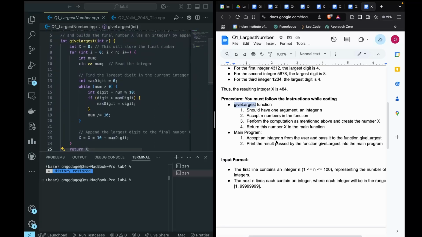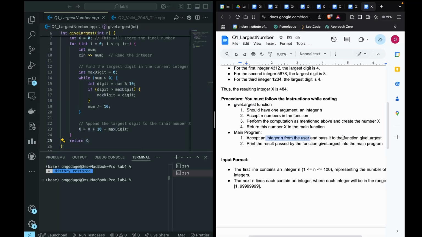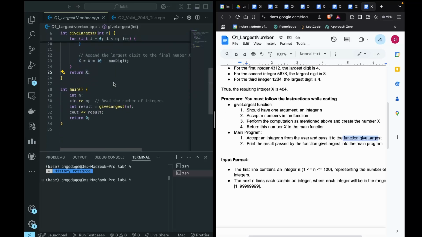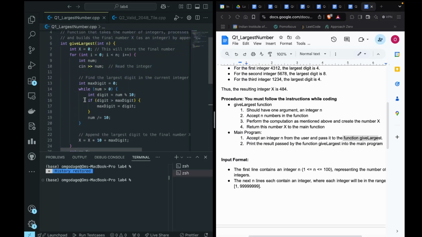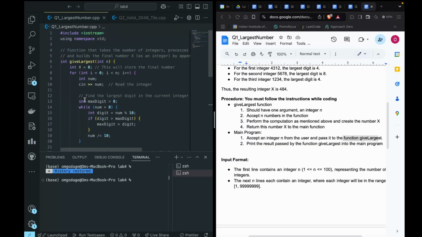So the main function just accepts an integer n from the user and passes it to the function give largest and prints the final result. So you have an integer n, you cin n, and then you just call the function give largest and store it into result, and then you print result. Return 0, there's no need for this, but yeah, I'll just keep it for now. So that was it for question 1.